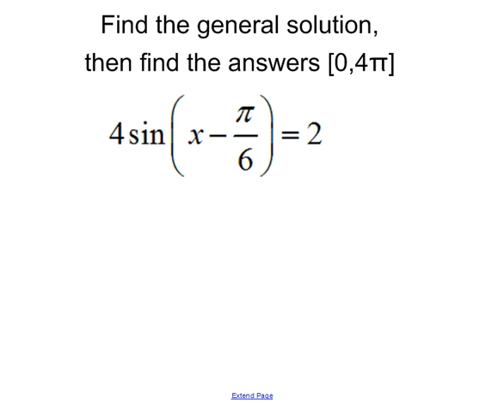All right, let's try another one. We're going to get a little bit tougher now. We're going to go into radian mode. So we've been thinking in degrees, but we should be able to do it in radians as well. Same process. So we're going to start here. First step is to divide by 4. I have sine of x minus pi over 6 equals 1/2.